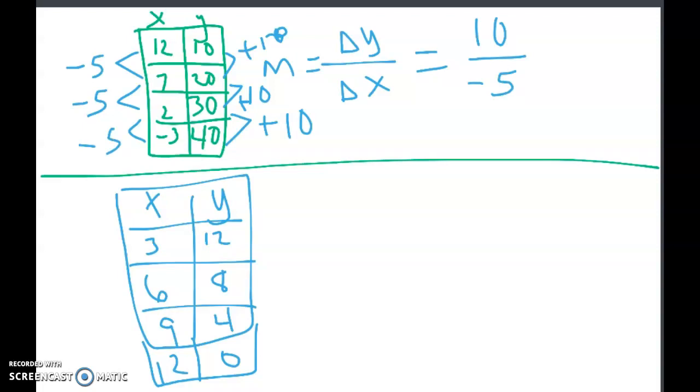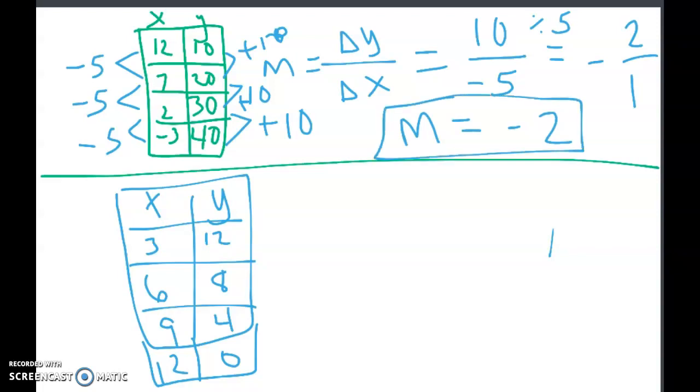Whenever one of your values is negative and the other is positive, that means that your slope is going to end up being negative. So in this instance, you can actually simplify. And if you notice, 10 can be divided by 5 2 times, and 5 can be divided by 5 1 time. So your slope ends up being a negative 2, which means it's going in a downward direction from left to right.